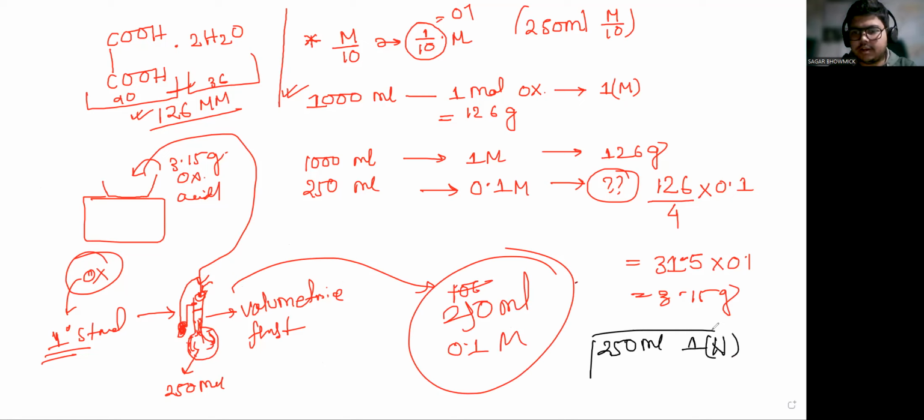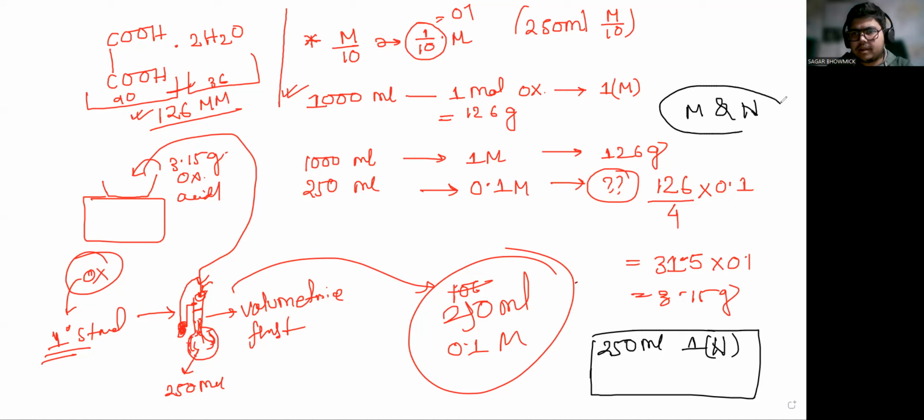Now it's your homework and it's pretty easy. In normality, what is the problem here? You have to know the molarity and normality relation. Molarity and normality are interchanged by a factor called the n factor. And if you know the n factor for oxalic acid, then your task is pretty easy.